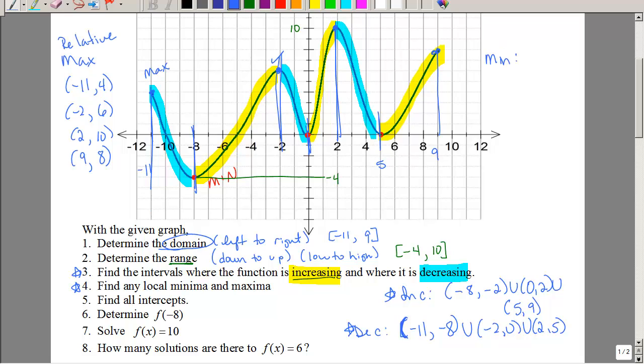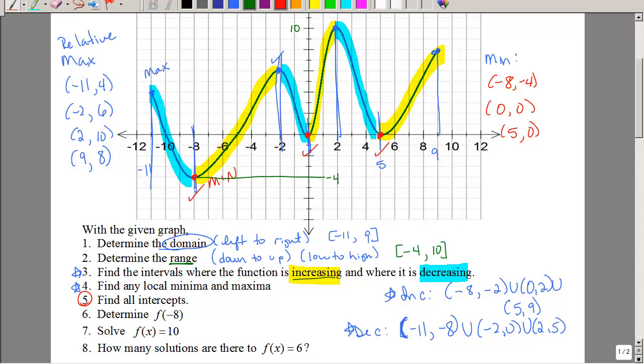Let's look at the minimums. All right, we have this point, which is at -8, -4. We're going to call that 0, 0. And did we have another one? Yes, we did. We had it 5, 0. Did I get them all? There's 1, 2, 3. Those were all the minimums.